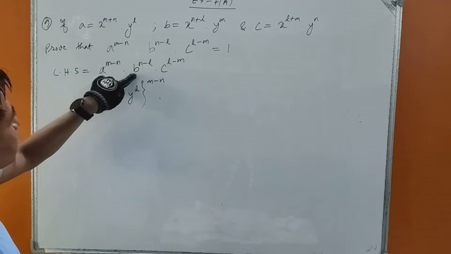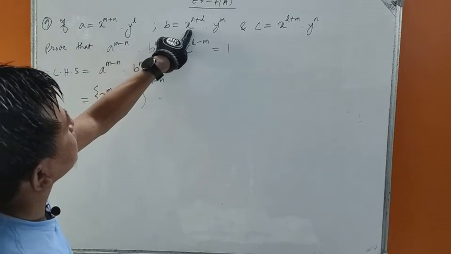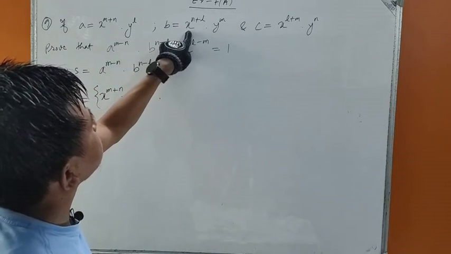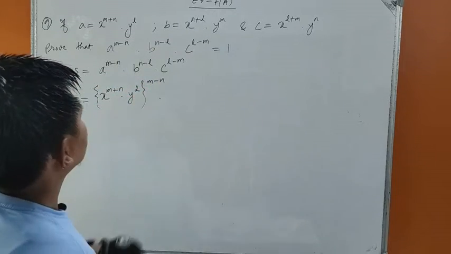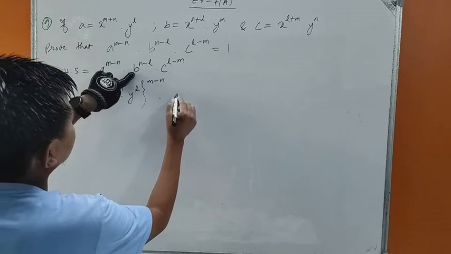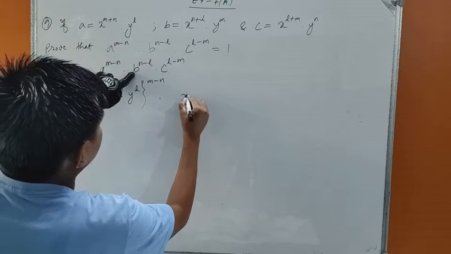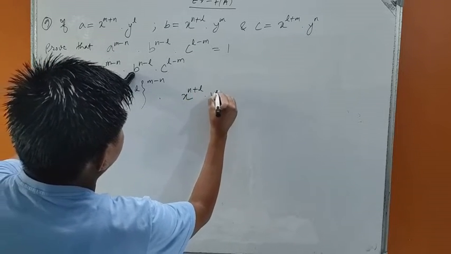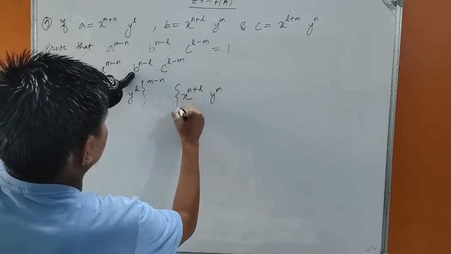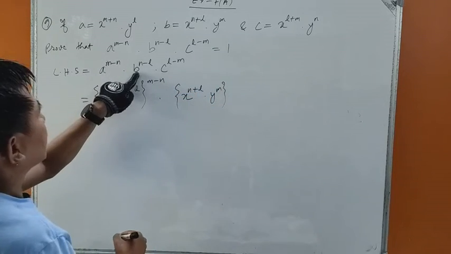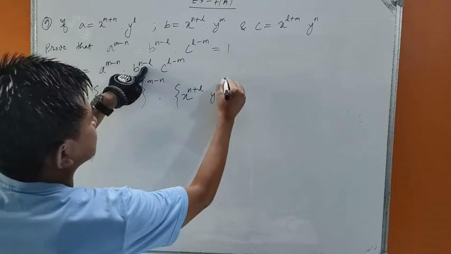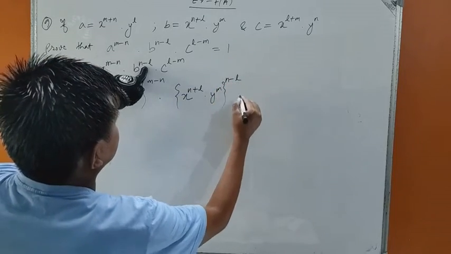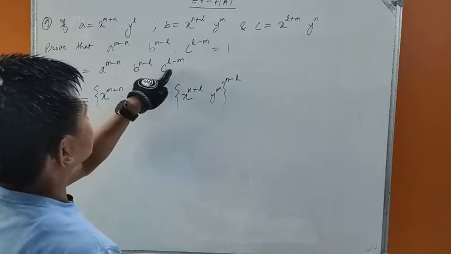So let's put the value of b. b means this thing, isn't it? b means x to the power n plus l into y to the power m. So instead of this b, I write x to the power n plus l into y to the power m whole to the power, and the power of b is n minus l, isn't it? So n minus l into c to the power l minus m.